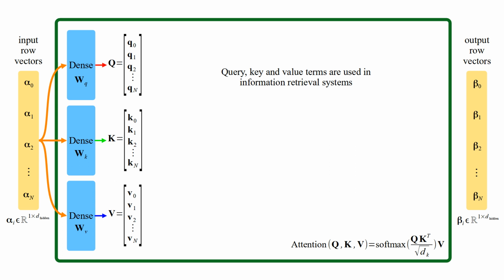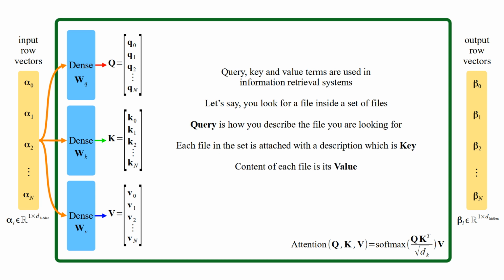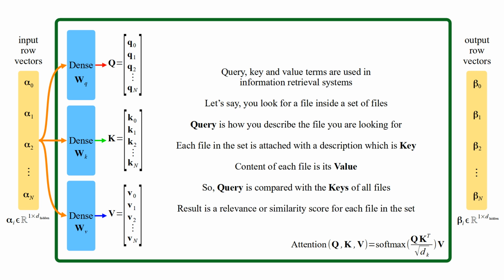Query, key, and value terms are used in information retrieval systems. Let's say you look for a file inside a set of files. Query is how you describe the file you are looking for. Each file in the set is attached with a description, which is key. Content of each file is its value. So, query is compared with the keys of all files. Result is a relevance or similarity score for each file in the set.